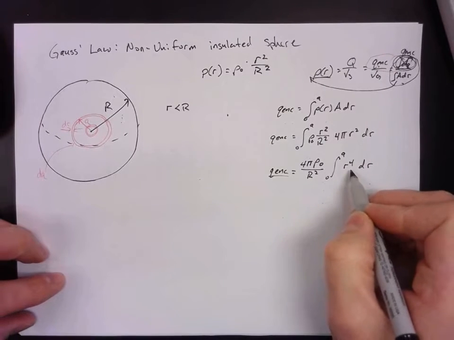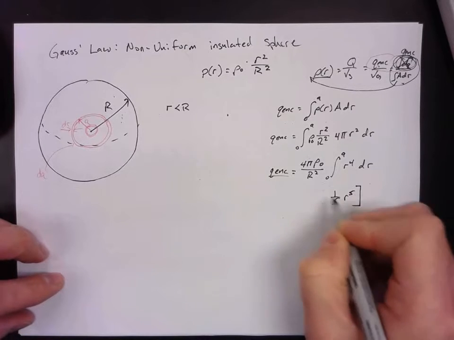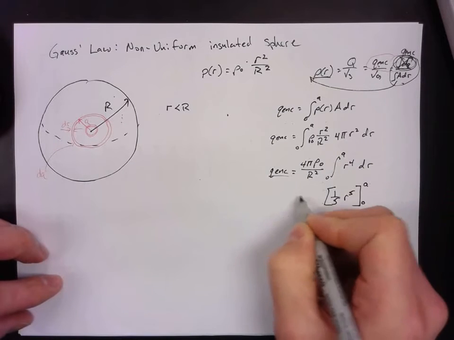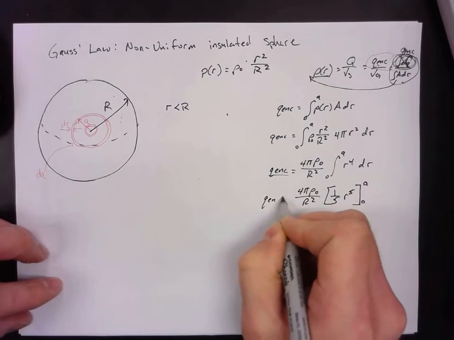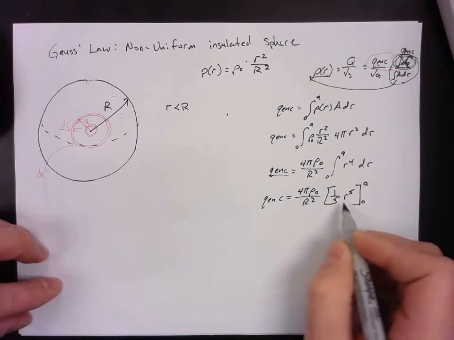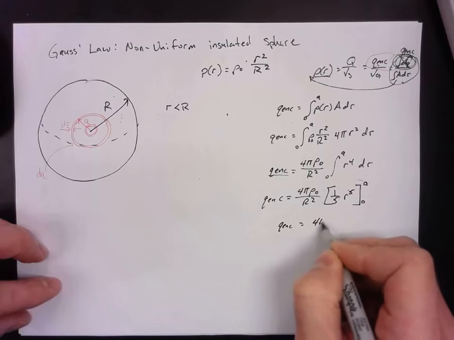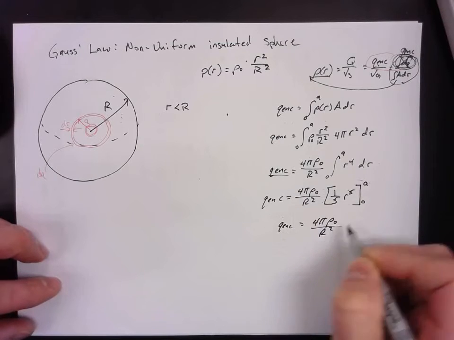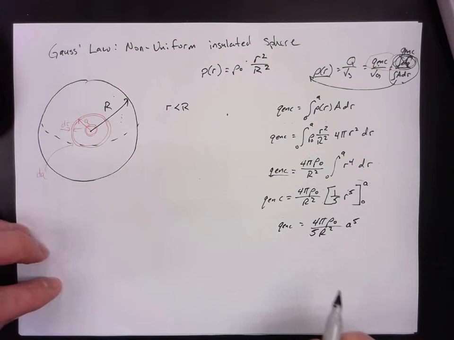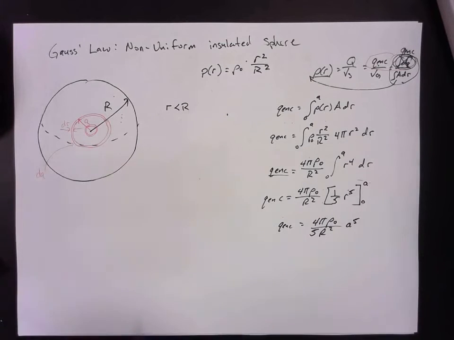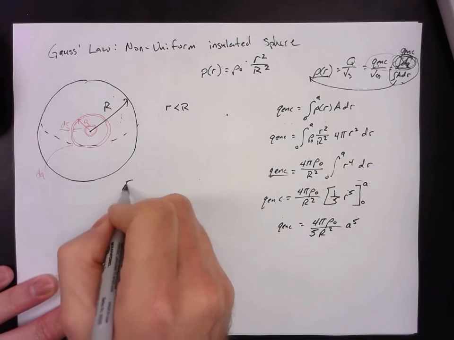So we can integrate r to the 4th. That's going to be 1/5 r to the 5th, integrated between 0 and a. All the constants still come down, so that the charge enclosed is equal to this, substituting in a. So now that we have the charge enclosed, that's really the tough part for this problem.